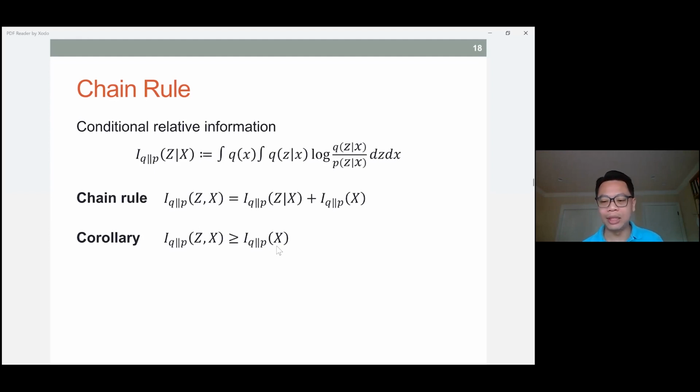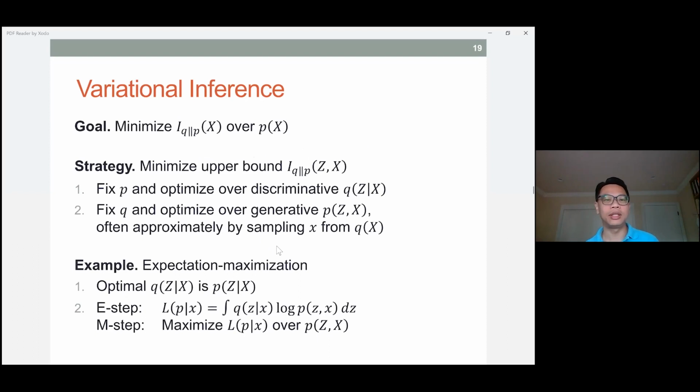But I want to go a bit deeper. Why does variational inference work? Okay, so here, variational inference, right? The goal was to minimize this information on X. Now, instead, we're going to minimize the upper bound on Z and X. And now that I have these two variables, Q and P, I'm going to do an alternating optimization. So first, I fix P and I vary Q.